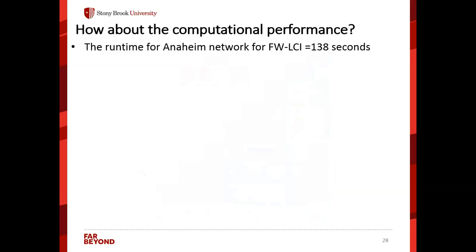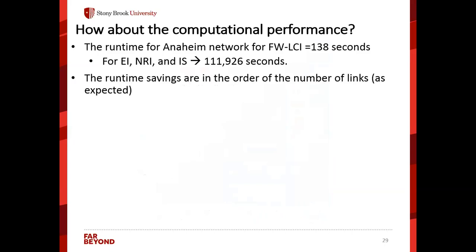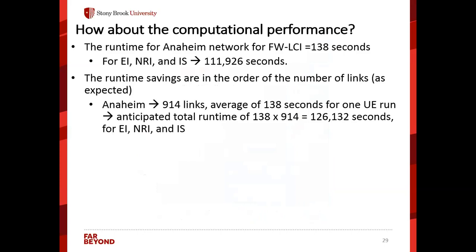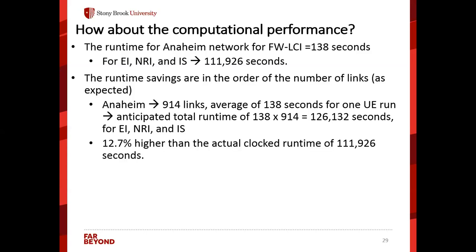And for the computational performance, the runtime for Anaheim with Frank-Wolfe LCI is 138 seconds. And for the other methods, when removing each link and doing the assignment again, it is 100,000, 111,000 something. So runtime savings are in the order of the number of links. I mean, 138 seconds, 914 links for the Anaheim network. The anticipated time would be multiplying them, 126,000 something.